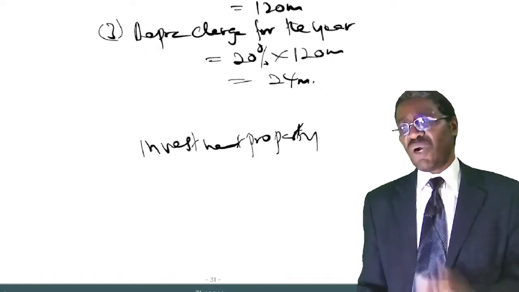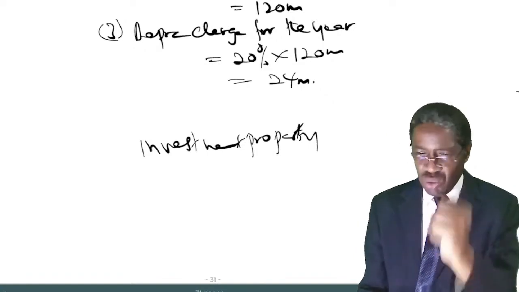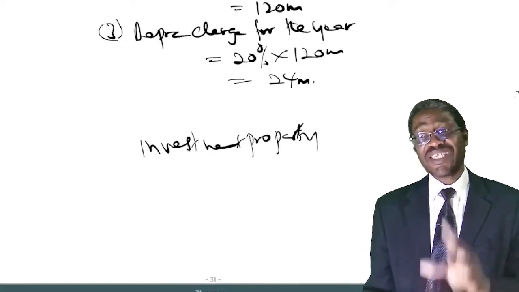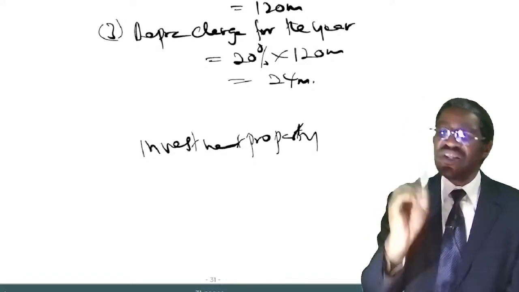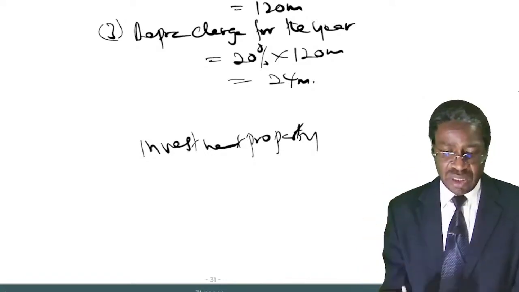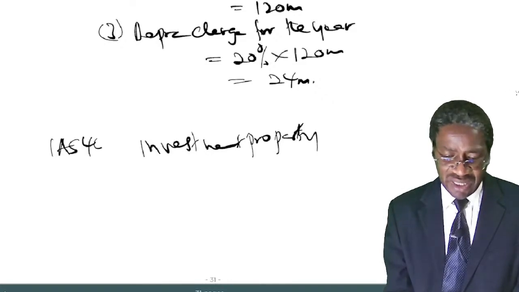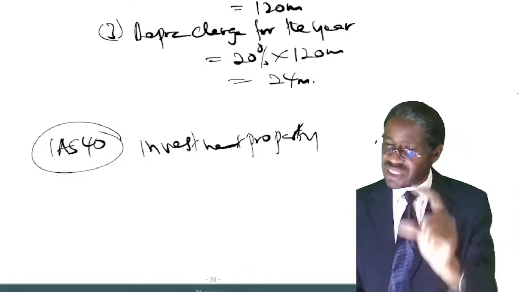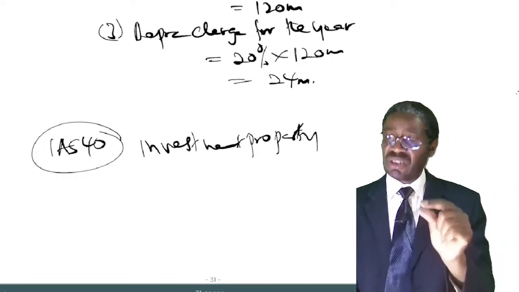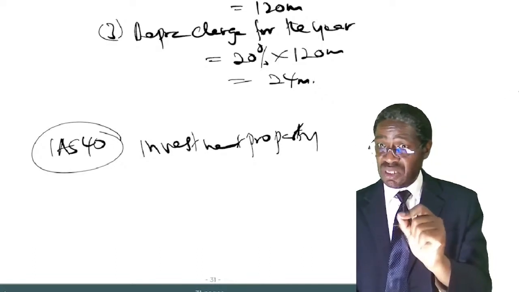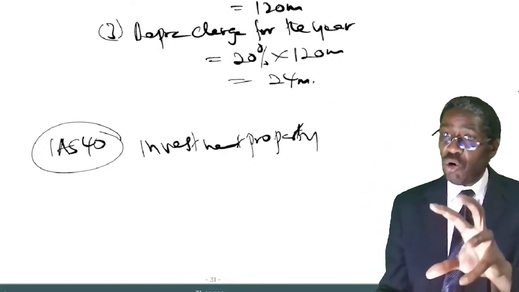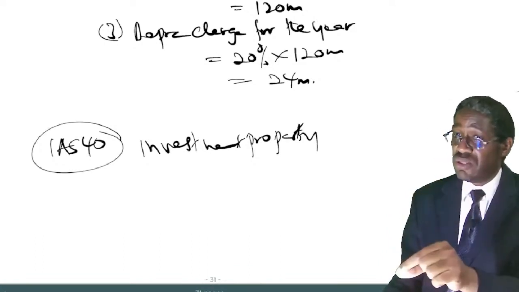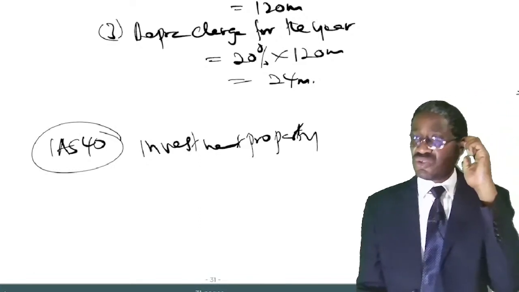Now, I want to go through a short accounting standard for this property. There is an accounting standard for investment property, and the accounting standard is IAS number 40. So let me go through. It has various methods of dealing with investment property. This is just one method that the question has talked about. So now listen.